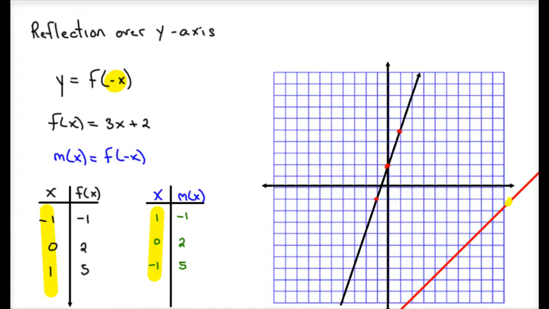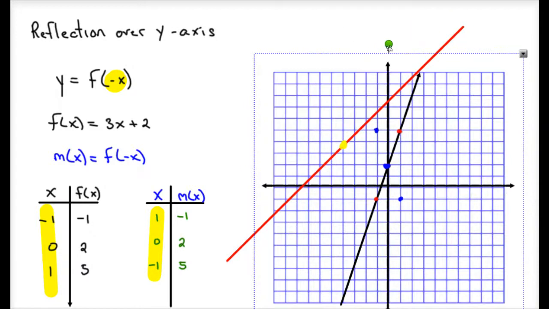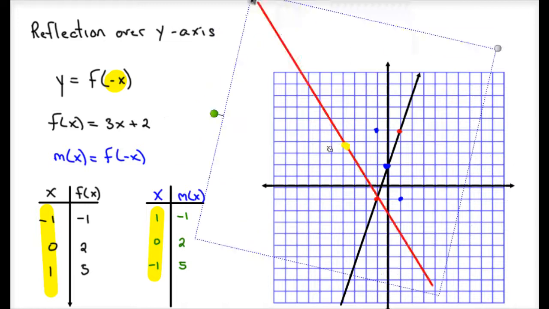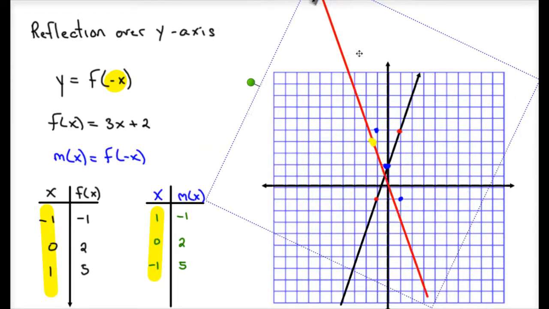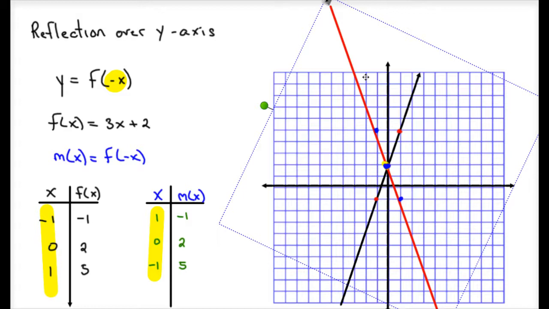And then if I do this one in blue here, x and m of x, this is 1, negative 1, so here's 1, negative 1. So notice what's happening between the red and the blue here. What axis are they reflecting over? The y. Yeah, now they're reflecting over the y-axis. So 0, 2 stays the same. Notice that they're reflecting over the y-axis, so the y-intercept didn't change. And then negative 1, 5 will be here. And then this line would look something like that.